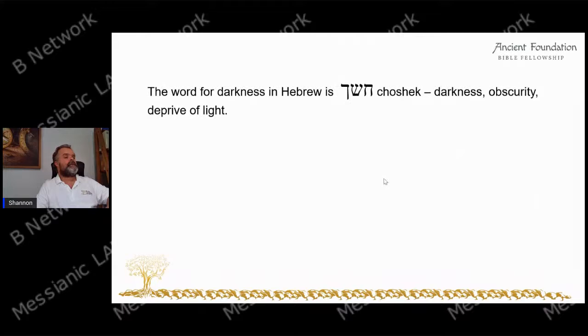And the last word in this particular verse I want to look at is the word for darkness. In Hebrew it is hoshek. Hoshek. And it means darkness, obscurity, deprived of light.